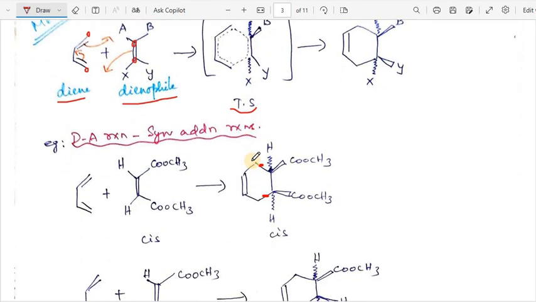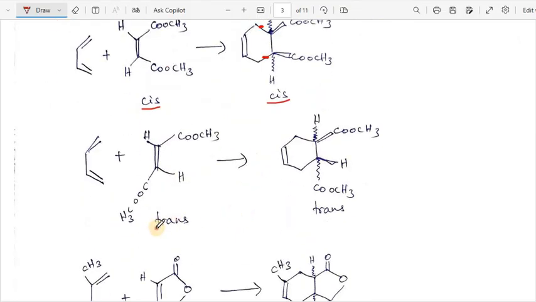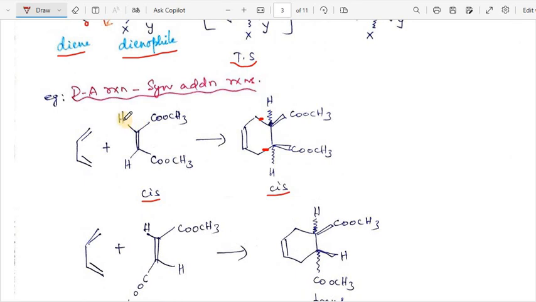All the Diels-Alder reactions are syn addition reactions, and this is an example. If the dienophile is cis, we will get the cis adduct, and if the dienophile is trans, we will get the trans adduct. The product of a Diels-Alder reaction is called an adduct. And see here, hydrogen cis, COOCH3, COOCH3 cis to each other. This is a cis dienophile and we will get the cis product.